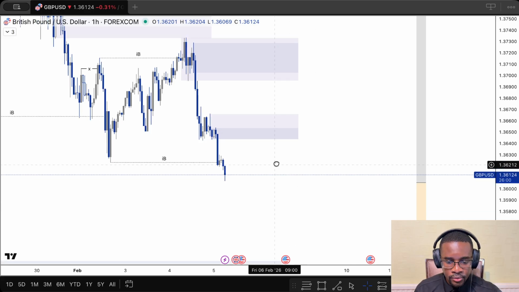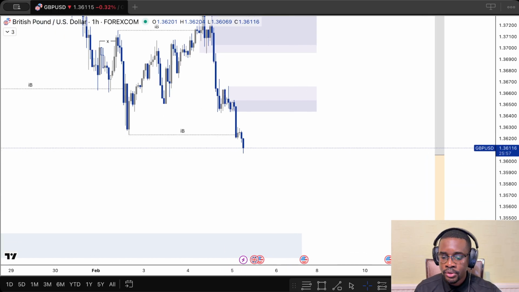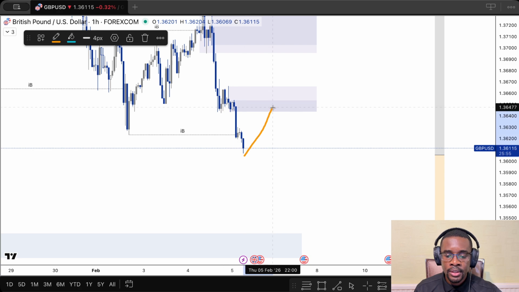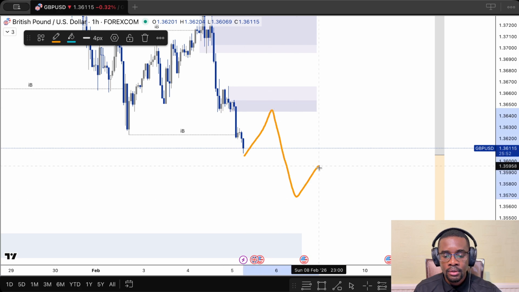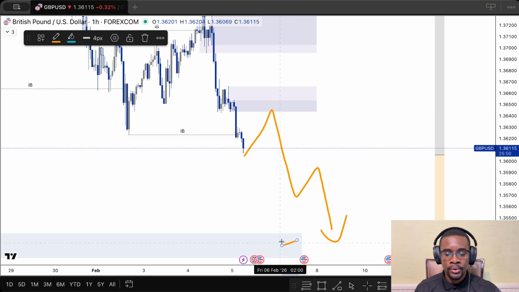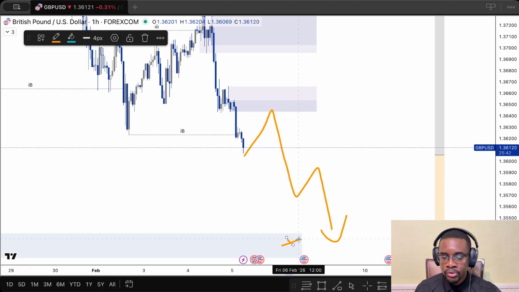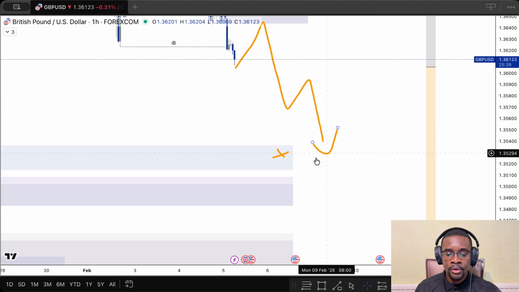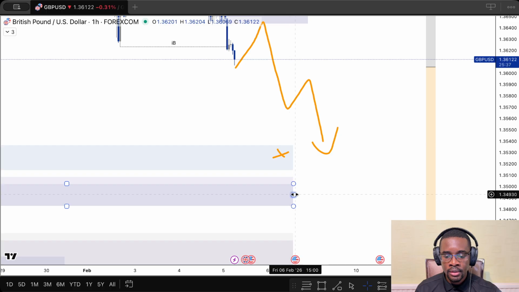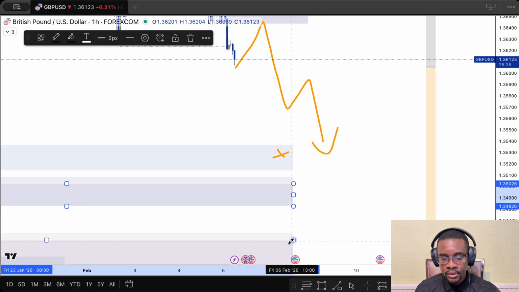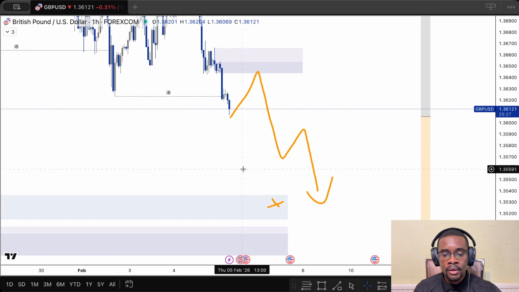So this is what we have. The expectation is price will continue, possibly mitigate, and then continue all the way down until we reach this POI. Then we can start thinking about, okay, we are now in discount, possible area to look for longs. Ideally though, we should mitigate the daily POI. That would be ideal. If not, we still have these structure areas, demand zones where price could react from.